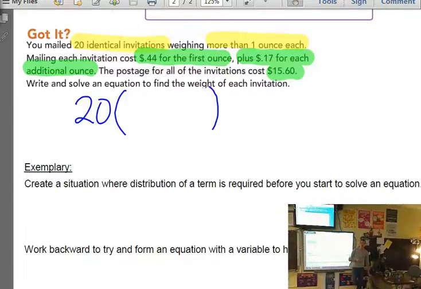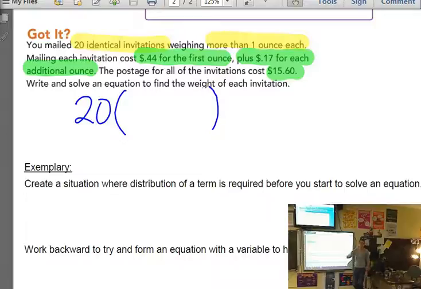What do we know about the invitation? Andrew? That it's 44 for the first ounce, and that it's 17 hundredths. And do we know how much it actually weighs? More than an ounce is all we know.